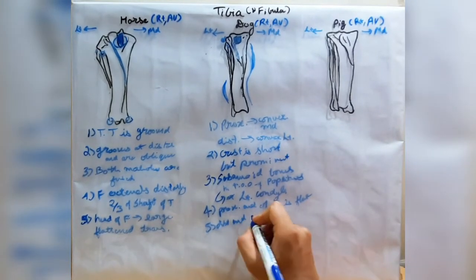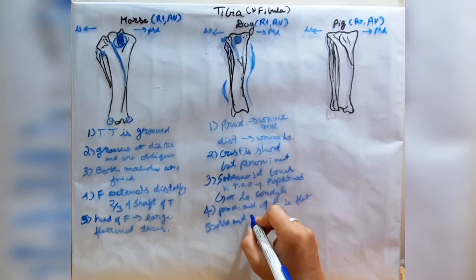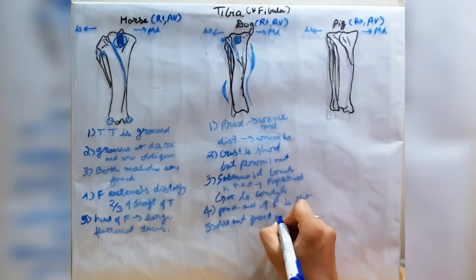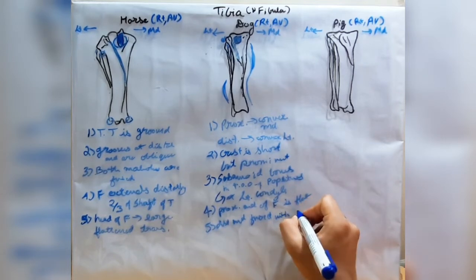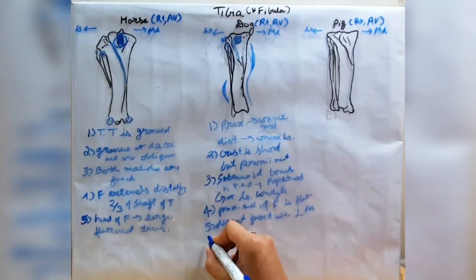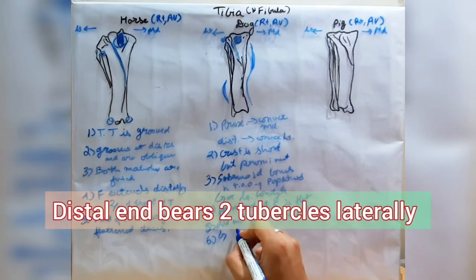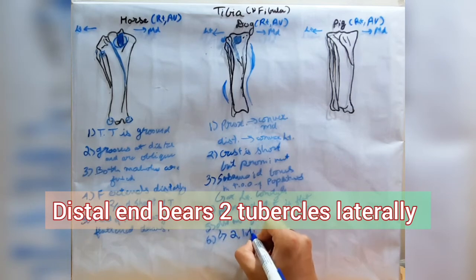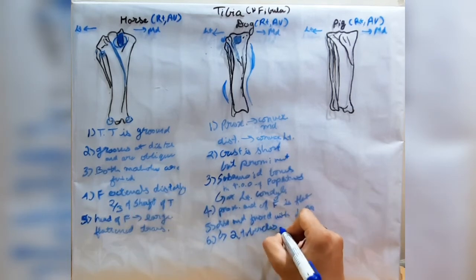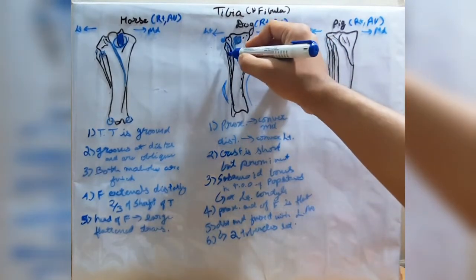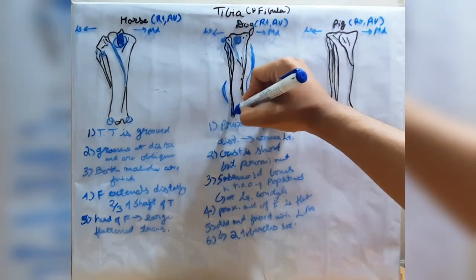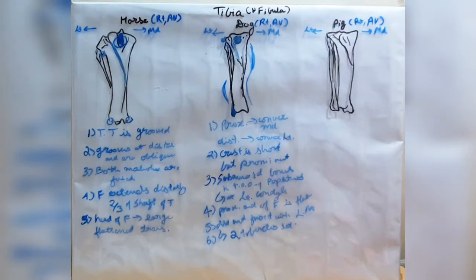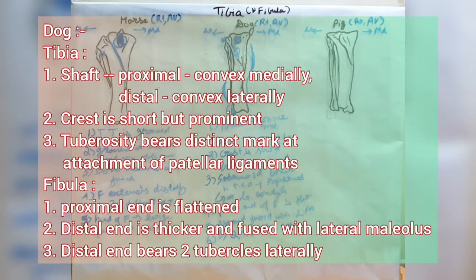Distal end forms the lateral malleolus, or I can say it is fused with lateral malleolus, and the distal end has two tubercles laterally. So this is the fibula of dog and this is the lateral malleolus. Lateral malleolus is fused with the fibula and the distal end laterally bears two tubercles. So this is it for the tibia and fibula of dog.